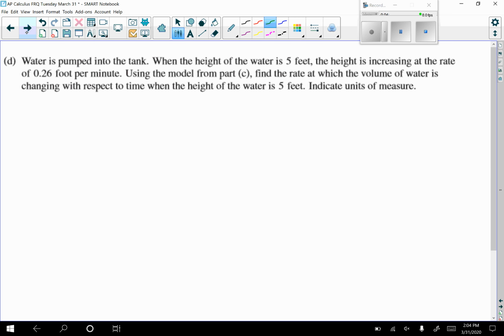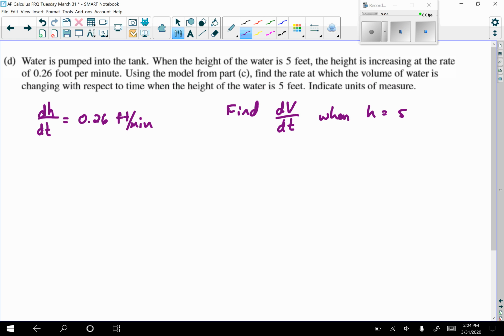Right, and then looking at D, this is a related rates problem. What they give us first is that dh over dt is 0.26 feet per minute, the change in height as time changes, so feet per minute. We are asked to find the rate of change of volume with respect to time when our height is 5 feet.